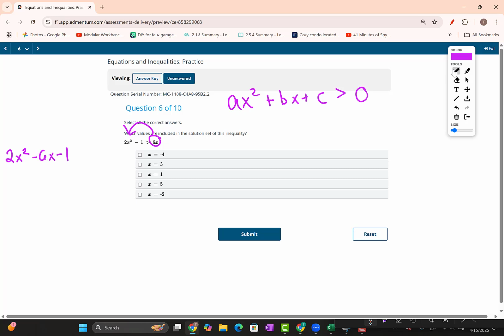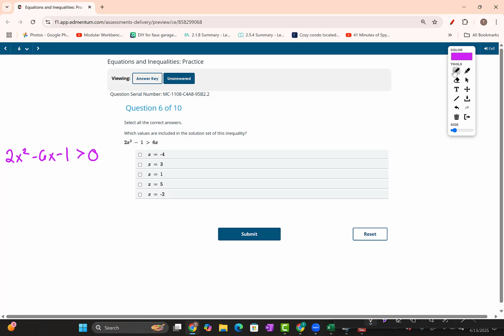And notice we just want to put it in the right order. So the x squared comes first, then the x term, and then the negative 1. The right side is cleared out to become 0. All we did really was subtract 6x from both sides there. Okay, our next step is we want to factor this.